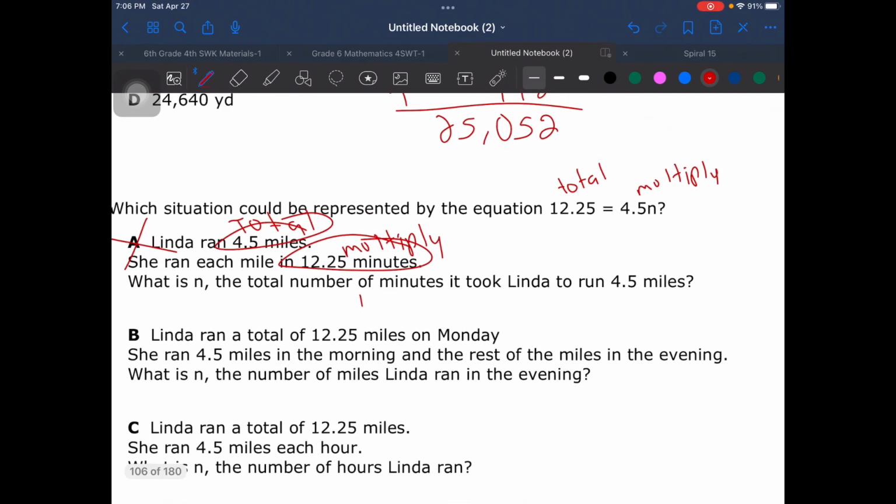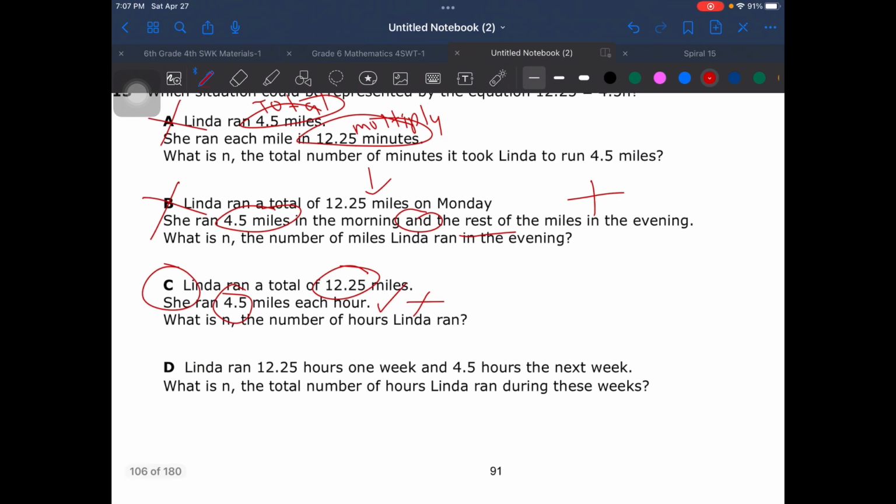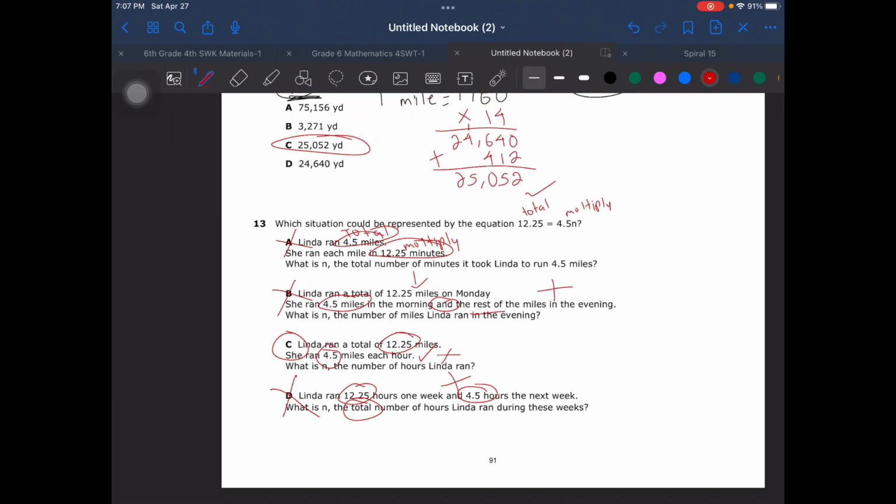Linda ran a total of 12.25, okay. She ran 4.5 and the rest of the miles in the evening. So you're adding, no. Ran a total of 12.25, that's true. 4.5 each hour, you're multiplying, yes. She ran 12.25 and 4.5. In total, you're adding, that's wrong.